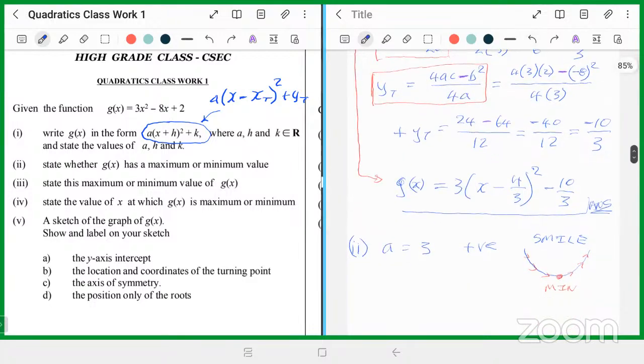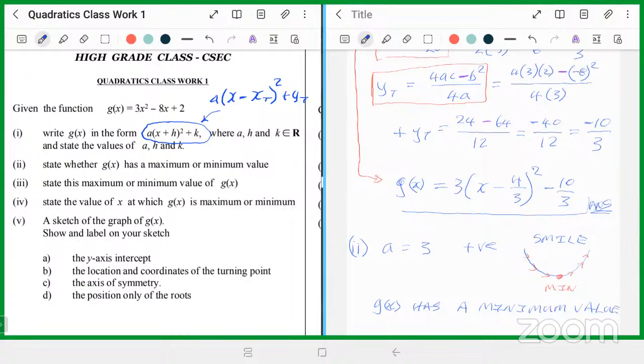So g of x is also your y values. Instead of saying g of x here, the question could have given you y instead. But the g of x values are your y values. That's a different way of expressing the quadratic. So we know that g of x has a minimum value.